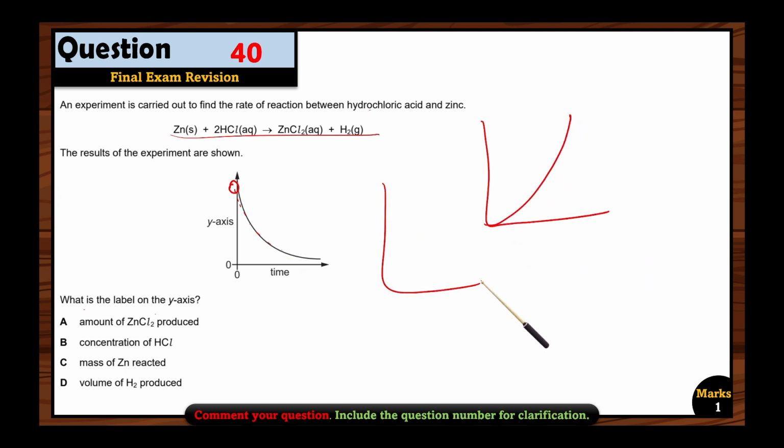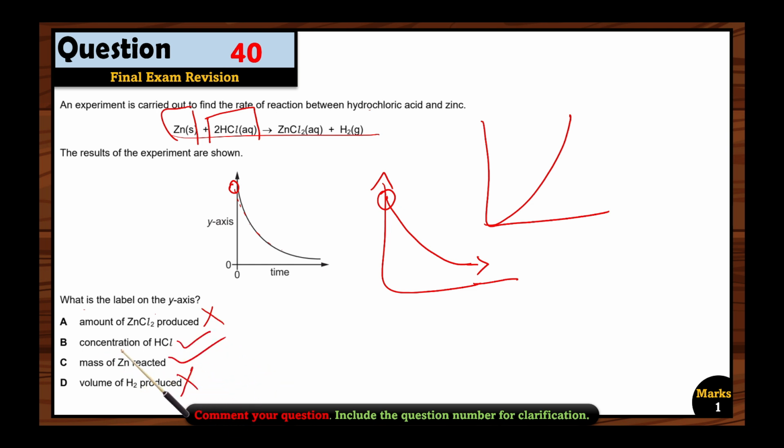But here the plot is like this one. It is coming down, right? So it means in the start we have a higher amount of something, and now slowly with time it is reducing. So it's actually a reactant. They are measuring a reactant. So it can be HCl or it can be zinc. Now let's see where we can see the word HCl and zinc. So these two options are rejected. Only these two can be right.